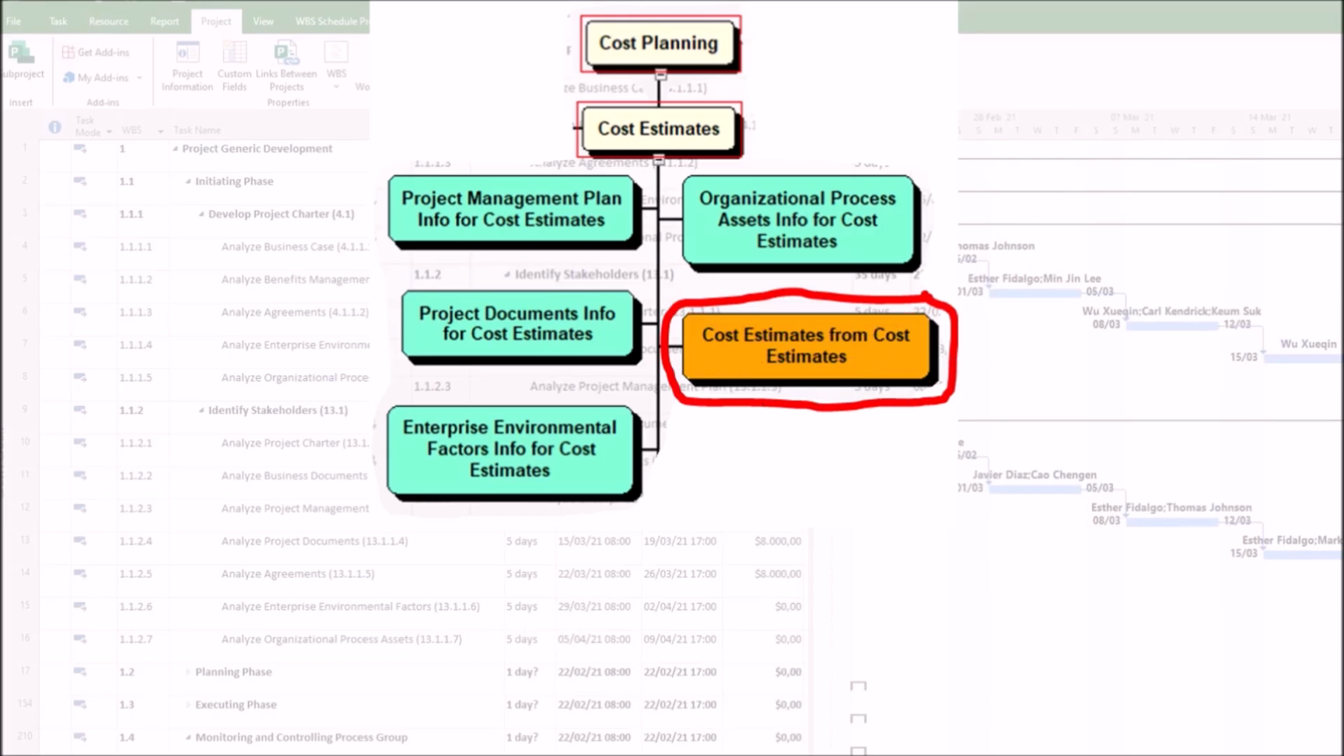In conclusion, the cost estimates output is vital because it directly impacts budget accuracy, financial planning, and project success. Poor estimates can lead to cost overruns, funding shortfalls, and project failure, making this a high-priority deliverable in project management.